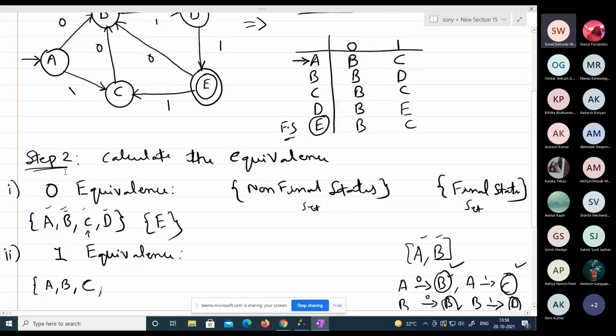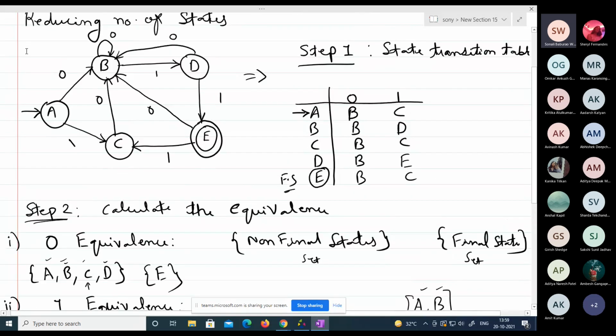Step number 2 is to calculate the equivalence. You have to compute something called equivalence. What is that? Equivalence means you have to check whether particular states belong to the same group or they are from some other group, right? So for that you have to start with zero equivalence. In zero equivalence, by looking at the state diagram or the state transition table, you have to make two sets over here.